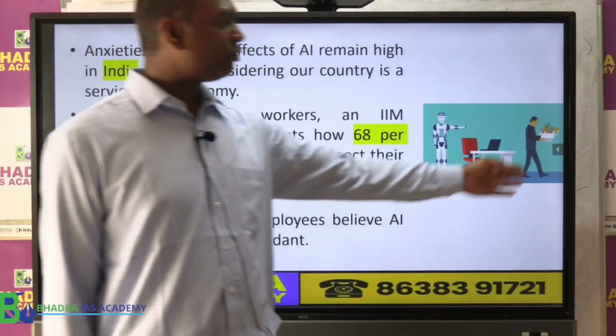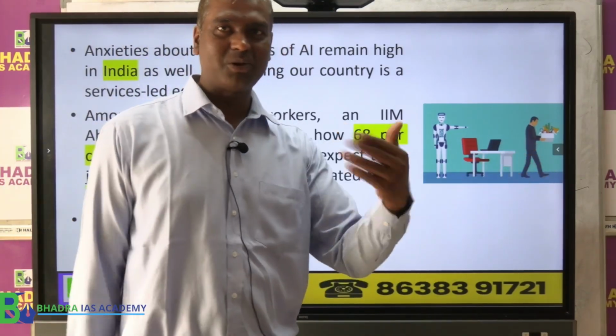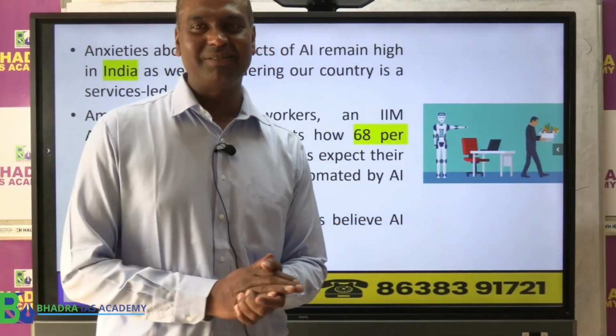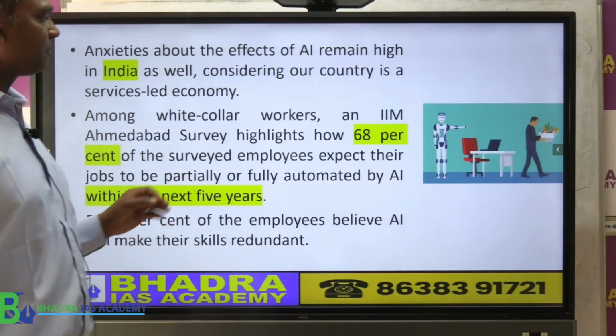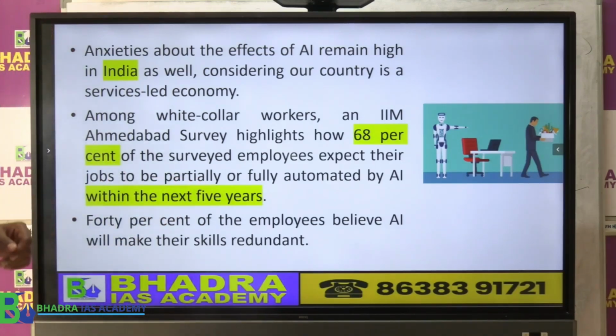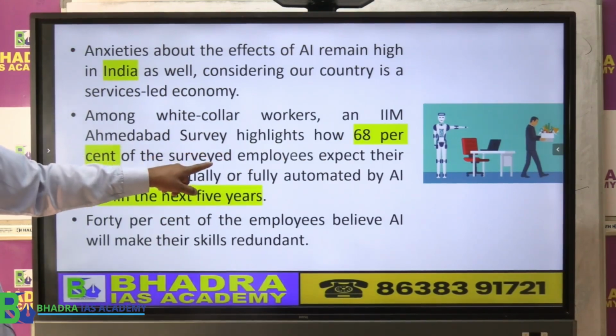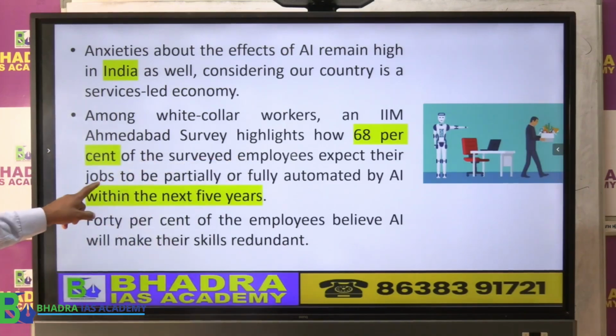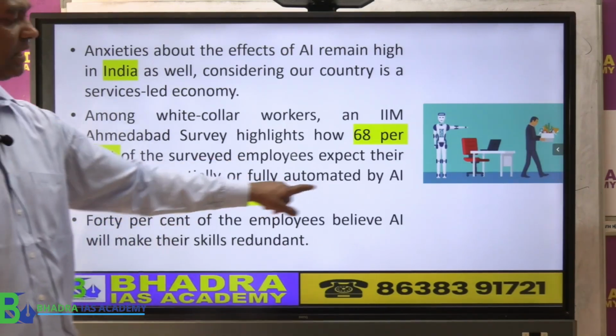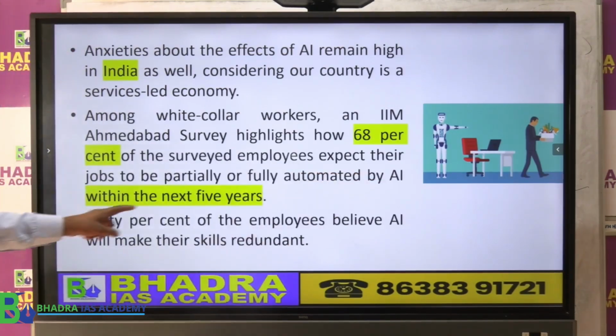So they might soon pack the worker and tell them, go home, your job is now gone, we don't need you anymore. So what is happening in India? The risk is that 68% of the people who are surveyed, the workers, said that their jobs may be automated by artificial intelligence in the next 5 years.